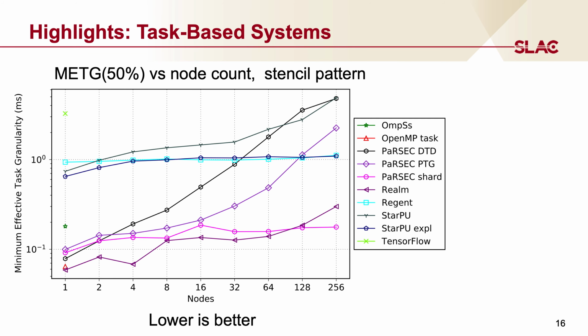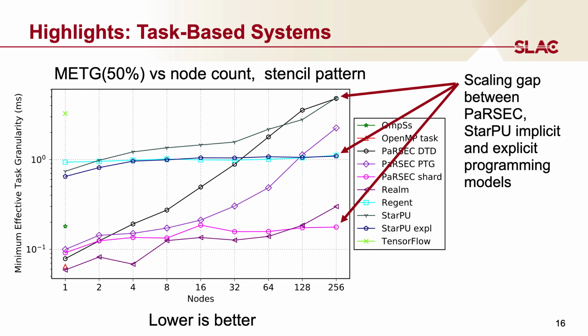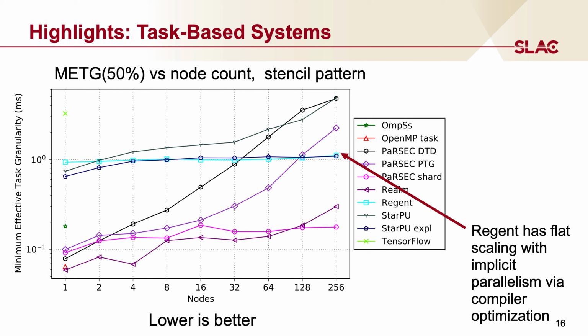One of the things that we can do with this data is to look for trends. For example, we found that when we looked at the task-based systems, there was a gap in the scaling between the implicit and the explicit versions of these programming models. This gap exists because in the implicit versions, a single node is responsible for analyzing all of the tasks that execute on the system. And this is not fully mitigated by the approaches that have been adopted by these systems. On the other hand, compile time techniques, like those used in Regent, do have the ability to mitigate this bottleneck, and we found that Regent, with an implicitly parallel programming model, was still able to achieve good scalability.